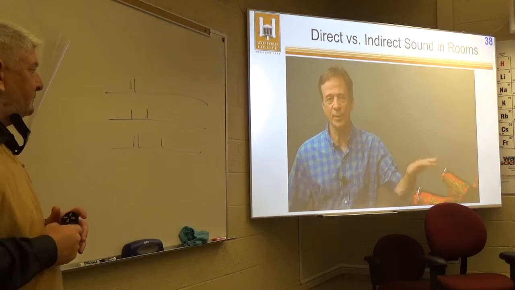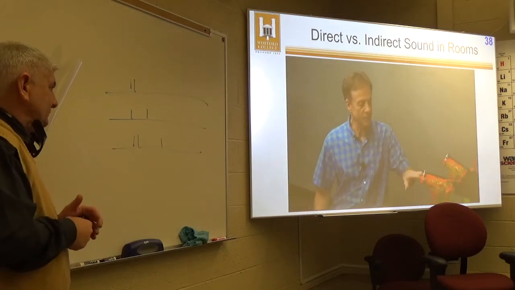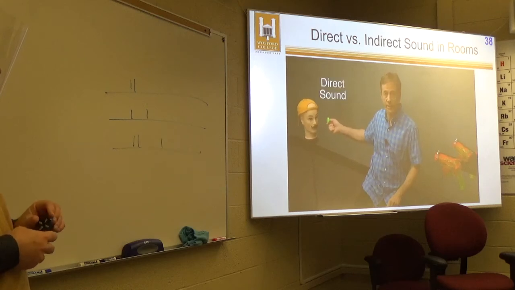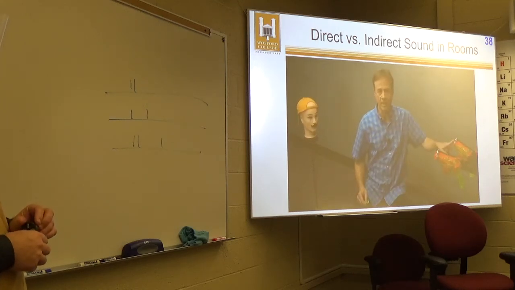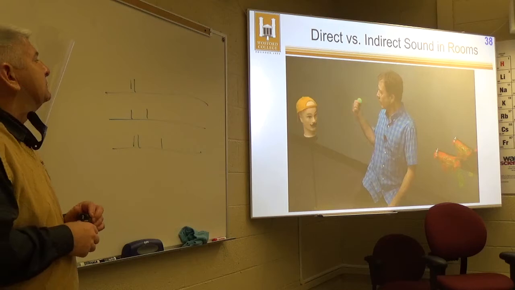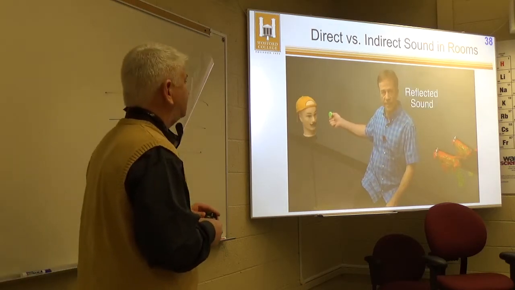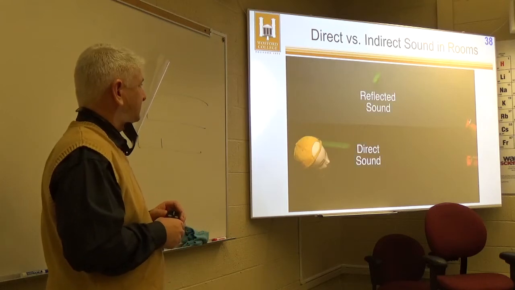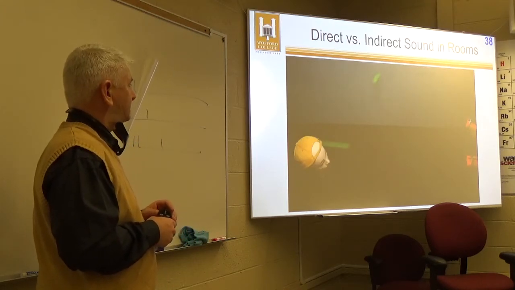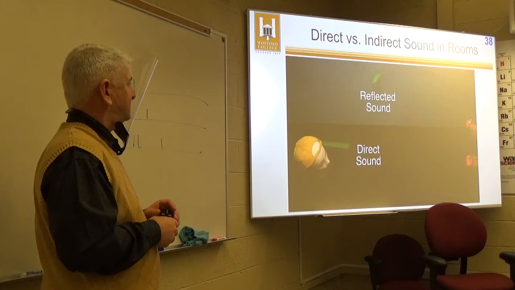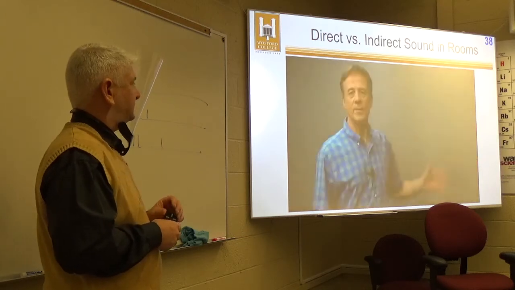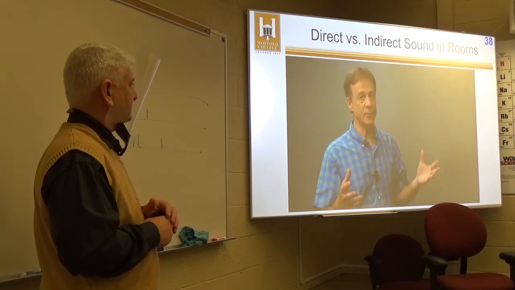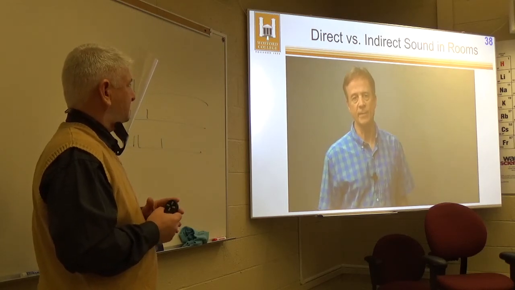I'll use these two Nerf guns to demonstrate. I've got this one aimed so this disc goes directly to the ear. That represents direct sound. I've got this one aimed so that disc bounces off the wall and it represents reflected sound. I'll shoot them both at the same time. Reflected sound arrives at our ears later than direct sound, even though it started out at the same time, because it's traveling farther. And this wall is only one flat surface. There are at least 6 in the average room, and that's a lot of reflected sound.